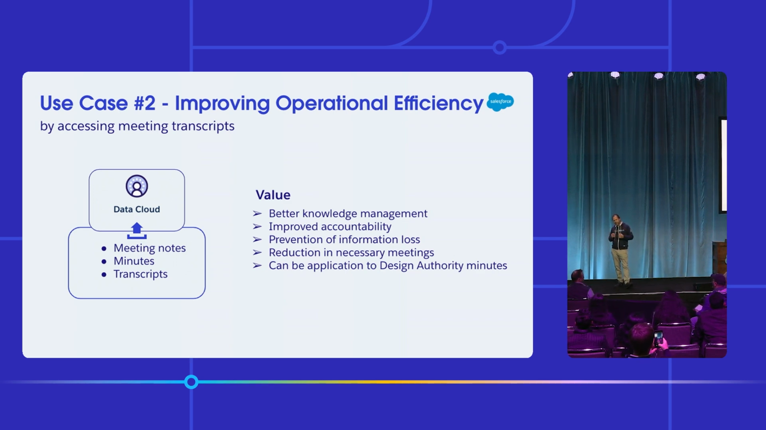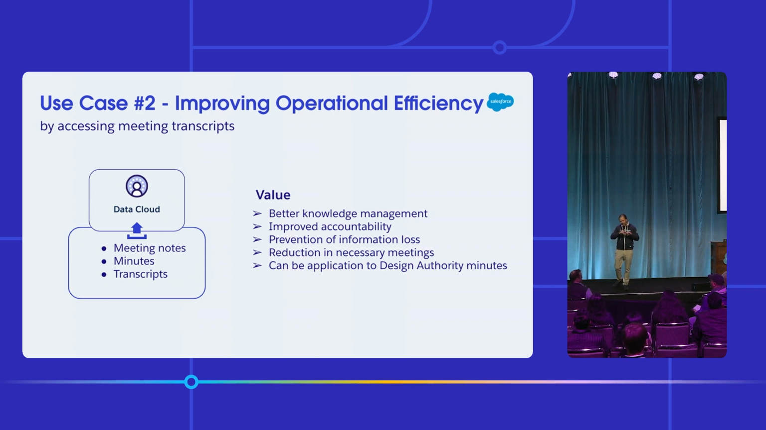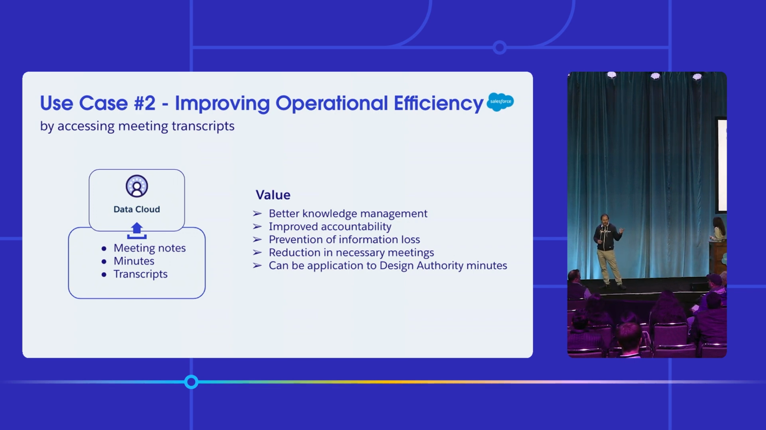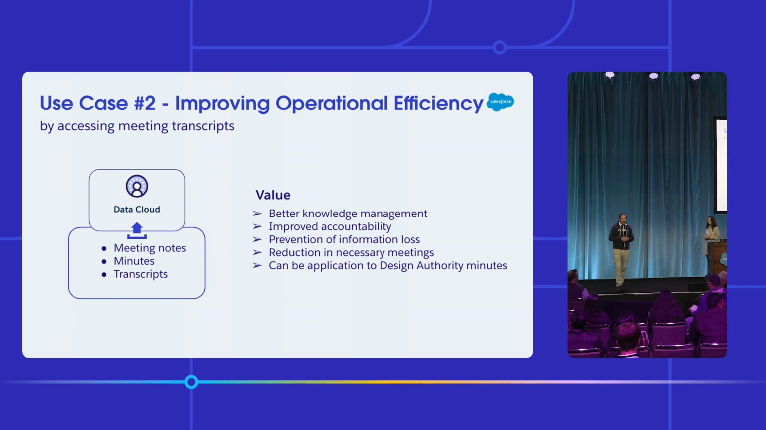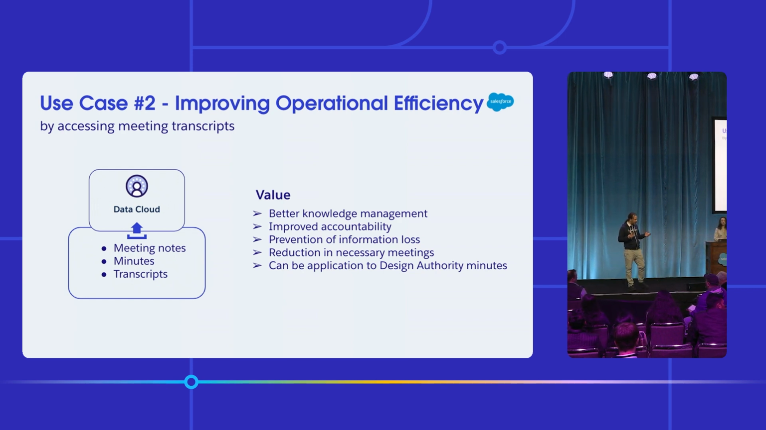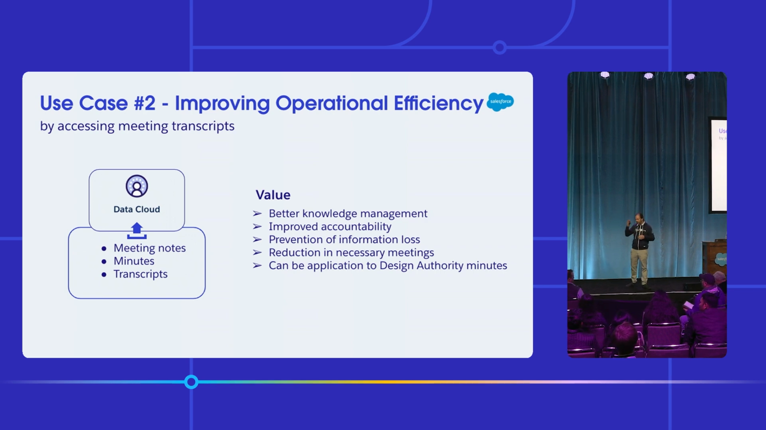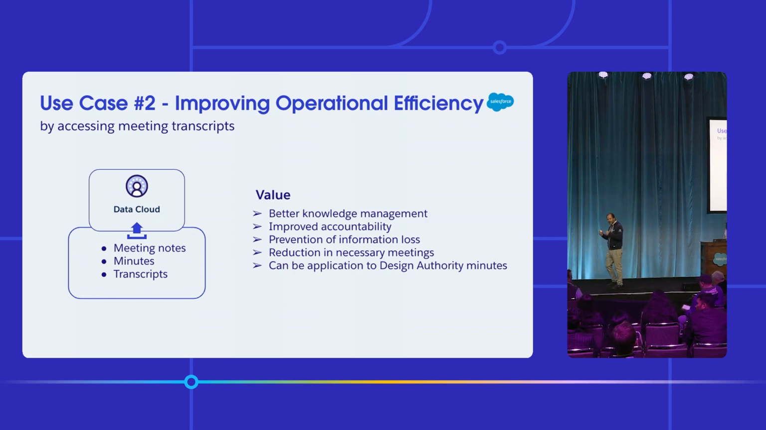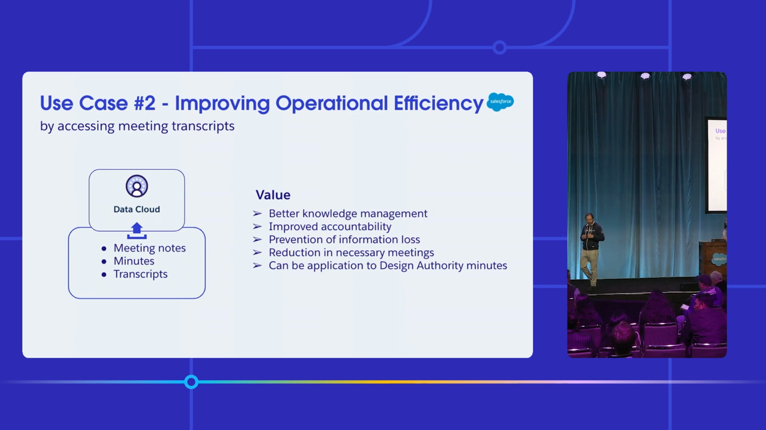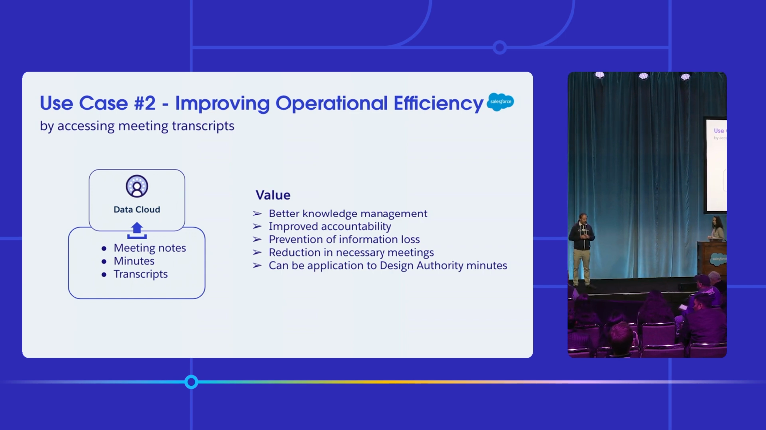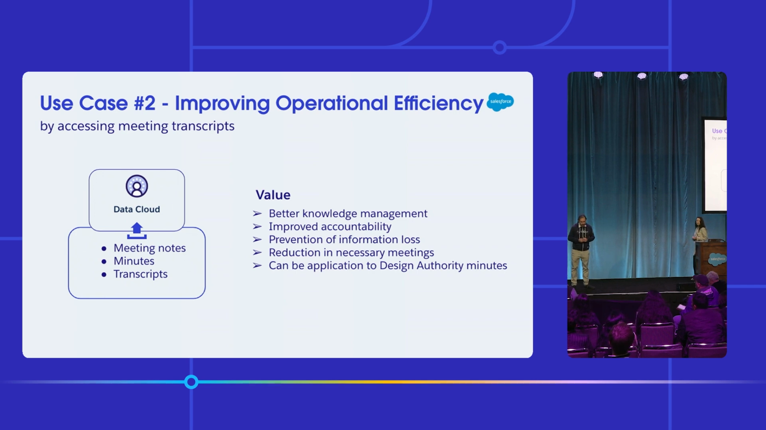Once we process the data, and it can be actually transcript, it can also be audio files or video files, we improve accountability because we can know who said what. We prevent information loss. If we have architecture decisions, things like that, we can extract this from the agent. Reduce the number of necessary meetings.